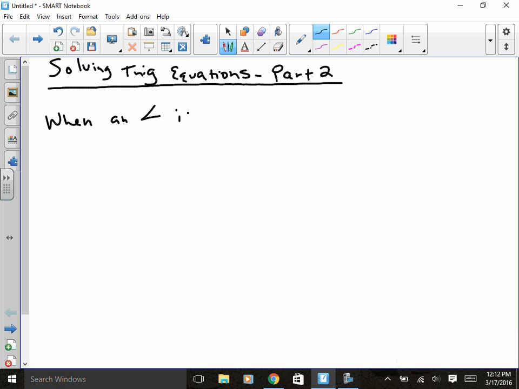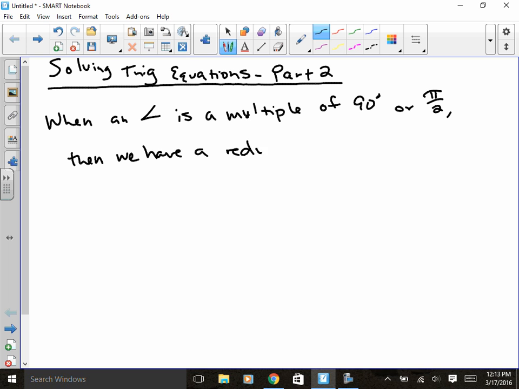an angle is a multiple of 90 degrees or pi over 2, then we have a reduction identity. And the reason why is because you've got that pi over 2, and we know that pi over 2 is our quarter mark on our unit circle. And it just makes things a lot easier because at that pi over 2, you're dealing with 0, 1, so that's why it makes it a little bit easier.